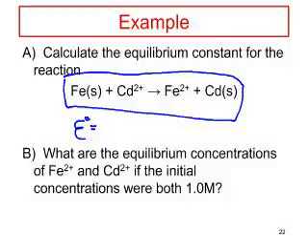What did we find for that? The standard potential for this cell is 0.04 volts. Okay, so using this information, we're going to calculate the equilibrium constant for that reaction. Part B, the question is, what are the equilibrium concentrations of Fe2+ and Cd2+ if the initial concentrations of both were 1 molar?